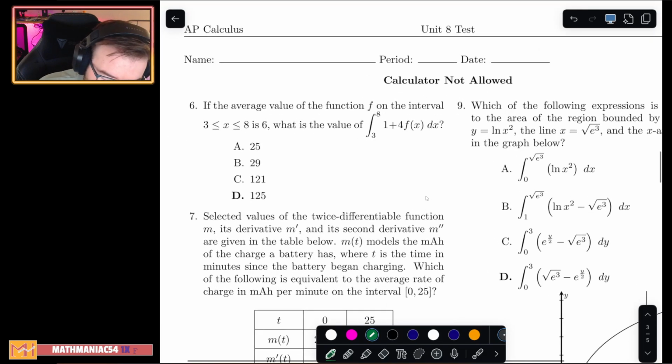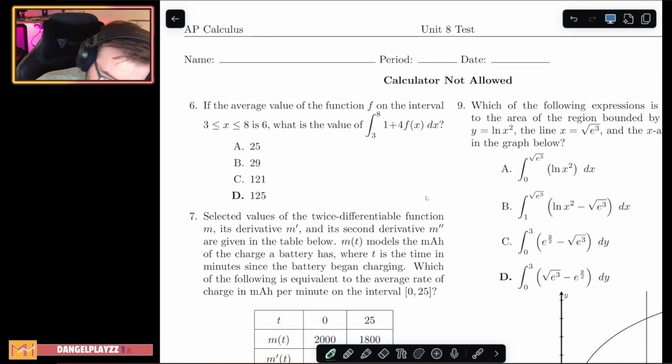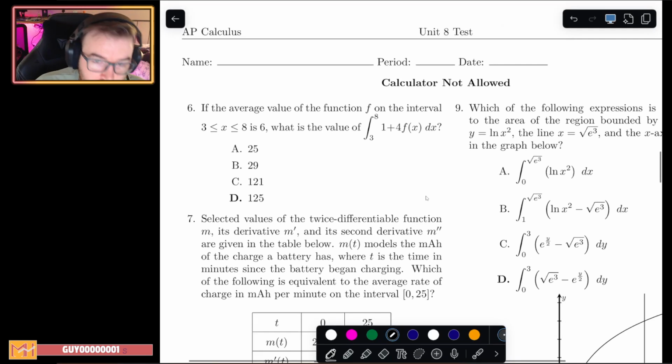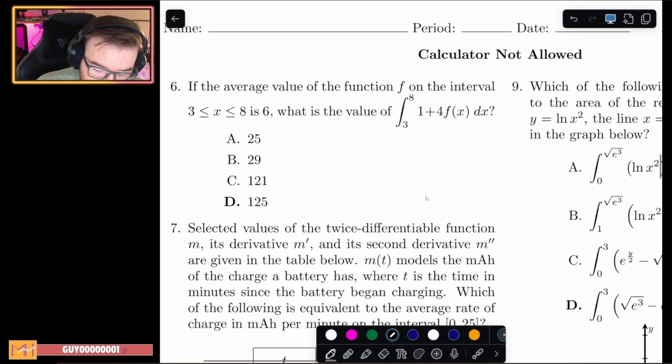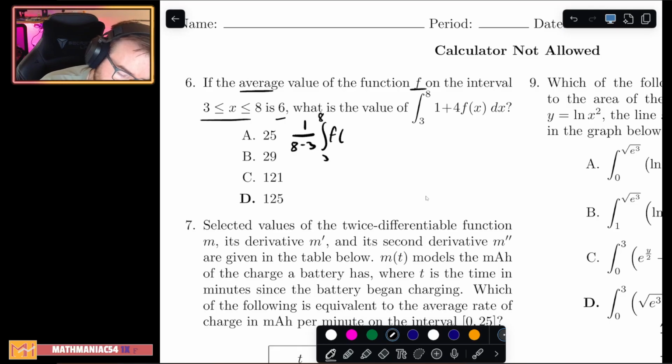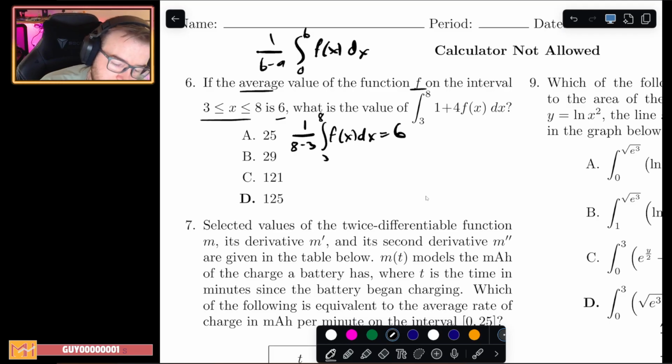All right. If the average value of the function f on the interval 3 to 8 is 6, what is this value? This setup is stolen straight from a progress check question, so I was hoping that was in your favor because you did the progress check. So what are they saying when the average value of f on 3 to 8 is 6? They're telling us that this is equal to 6. That's the average value formula setup. The average value of f is this integral here.